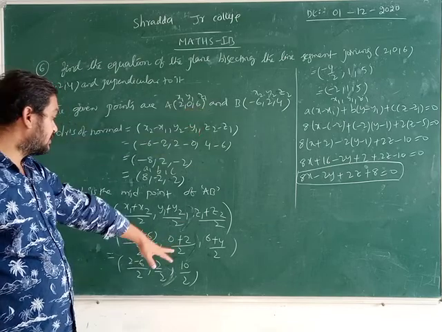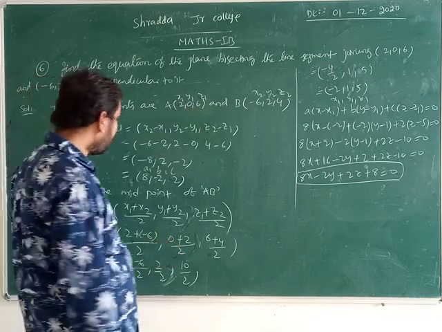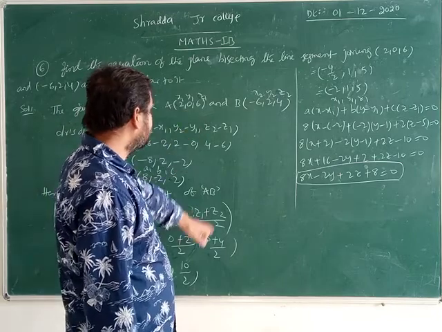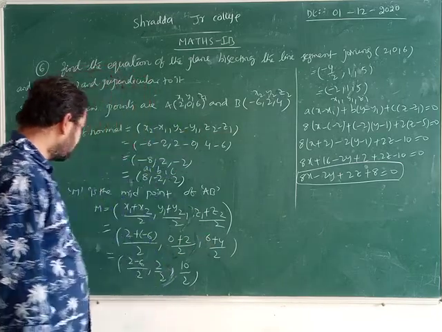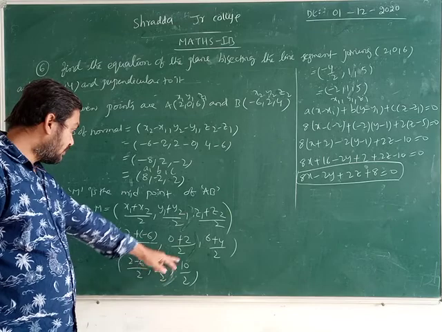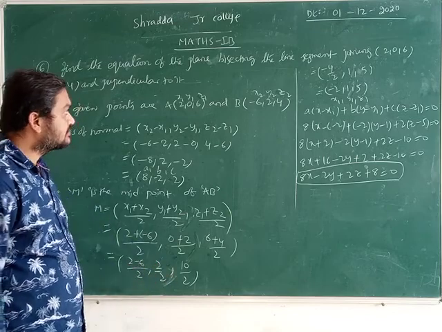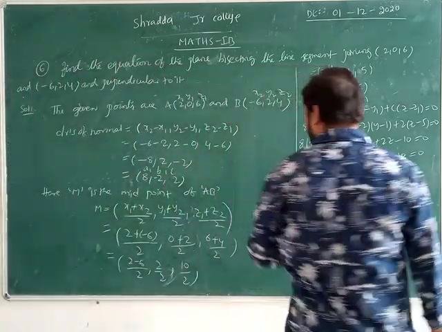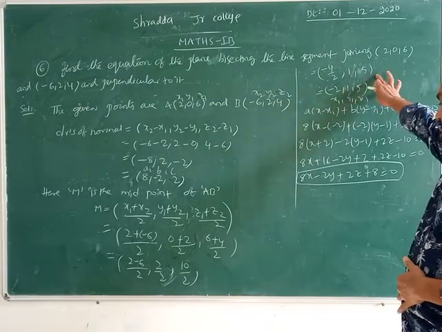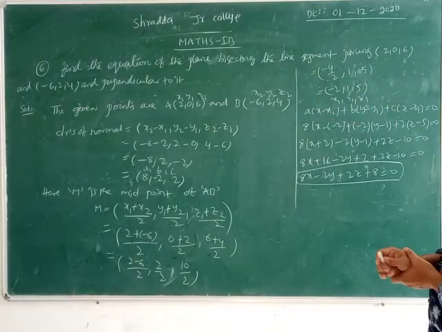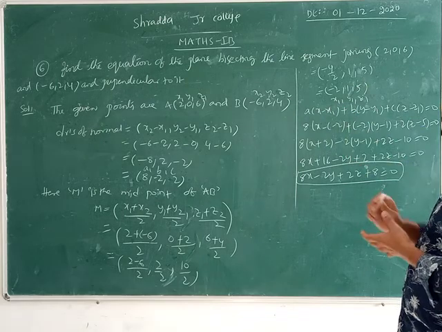0 plus what is y2? 2 by 2. What is z1? 6. And what is z2? Plus 4 by 2. Now 2 minus 6 by 2, 2 by 2, 10 by 2. 2 minus 6 means what, that is minus 4 by 2. 2 by 2 means what, that is 1. 10 by 2 means what, that is 5. Here, minus 2, 1, 5.